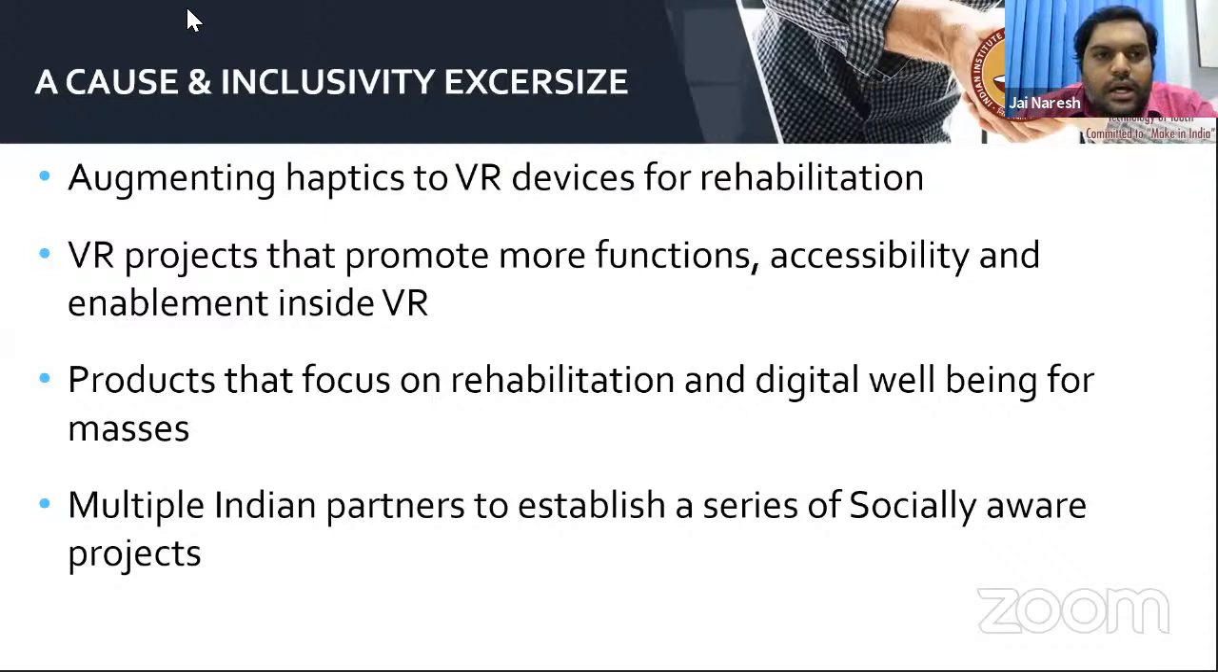So when we talk about projects specifically, what we are looking forward to is understanding the turn of the century projects, which will help us port this entire virtual reality into more functional formats. Now, what we are talking about here is digital well-being. We are looking at socially aware projects that could provide us an insight into the functions, the application.